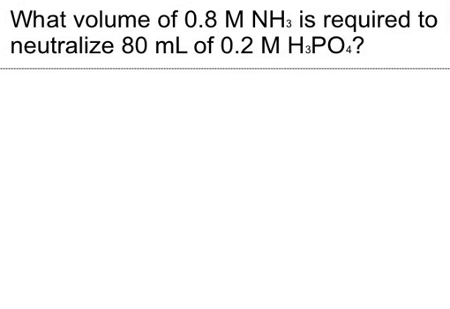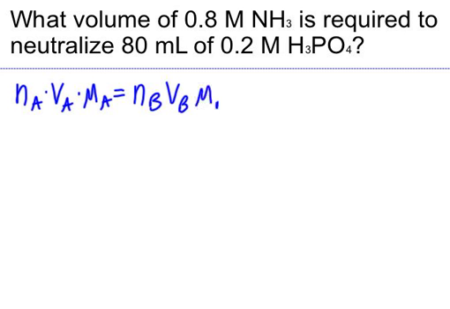All right, we have here another titration. We're going to end up using the same formula as before: Na times Va times Ma. I guess I wrote that slightly differently than before. It doesn't really matter what the order is. Equals Nb, Vb, Mb. So let's identify what's what here.